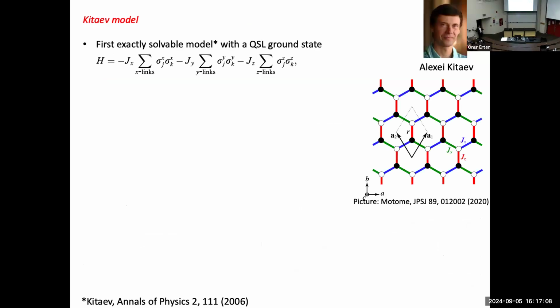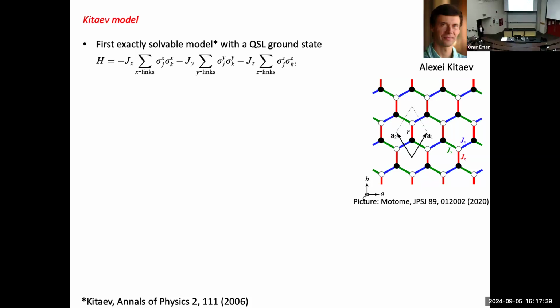This is a very simple model introduced by Alexei Kitaev on a honeycomb lattice, where every site has three types of bonds. The red bonds interact with the X component of the spin, the blue bonds interact with the Y component of the spin, and the green bonds interact with the Z component of the spin. So it looks like a very simple model.